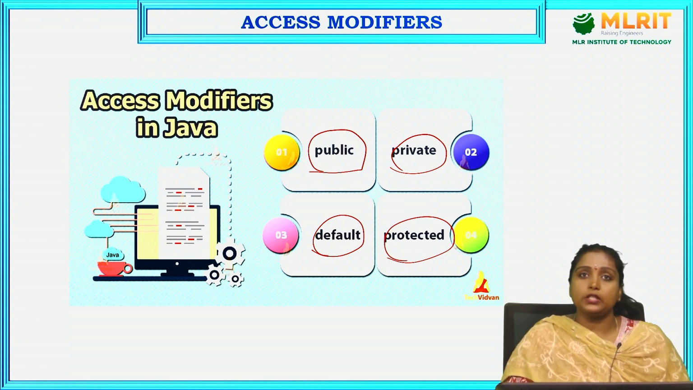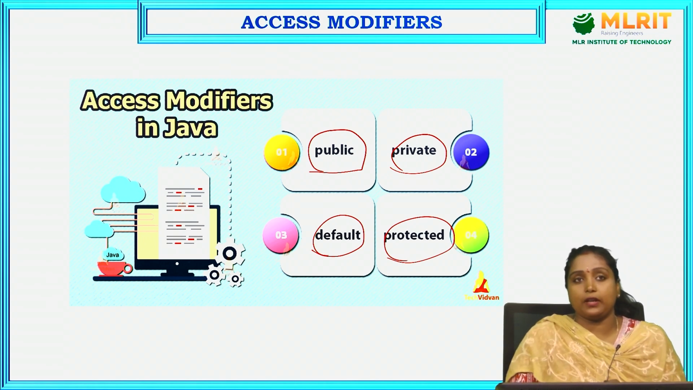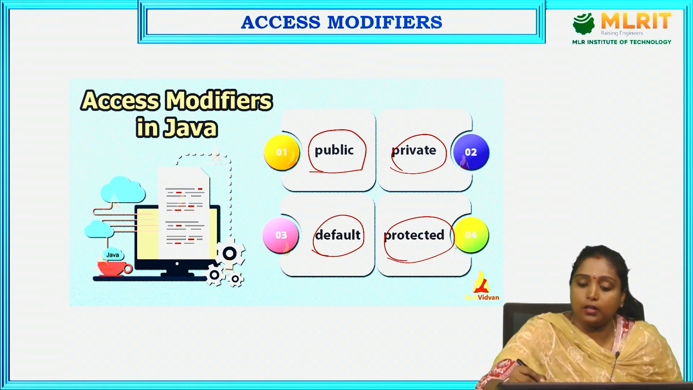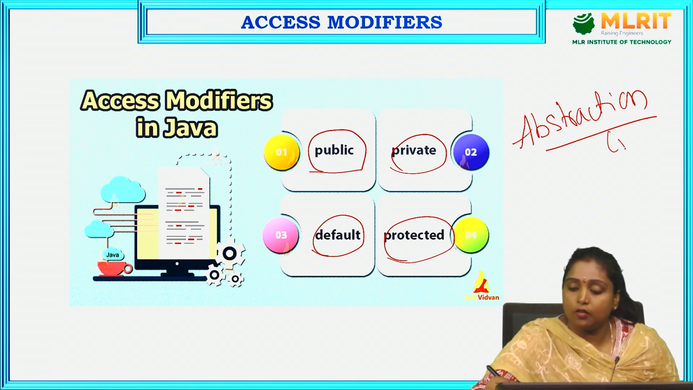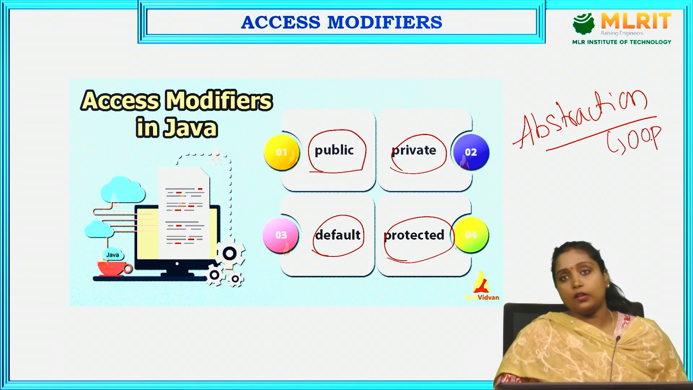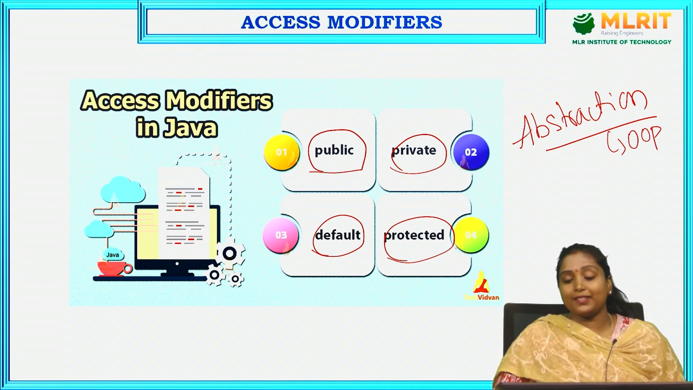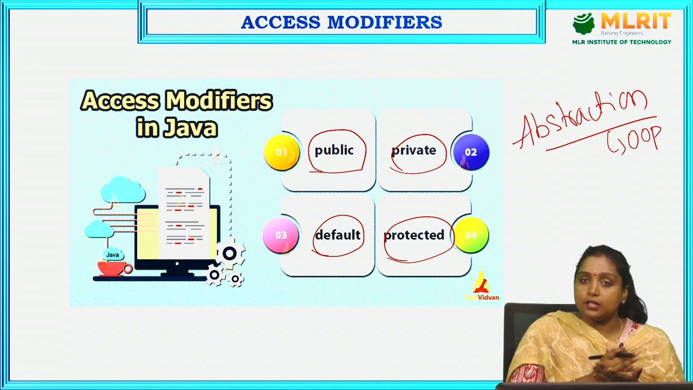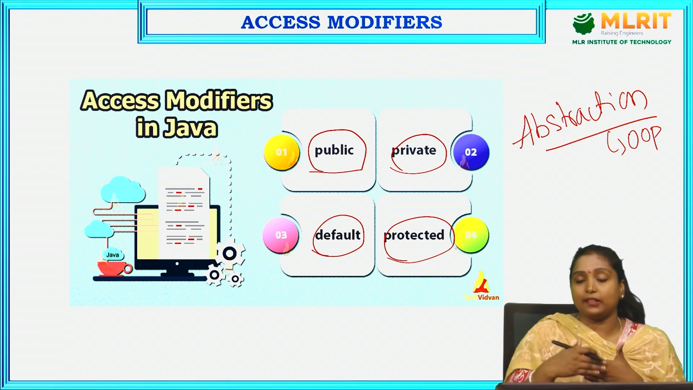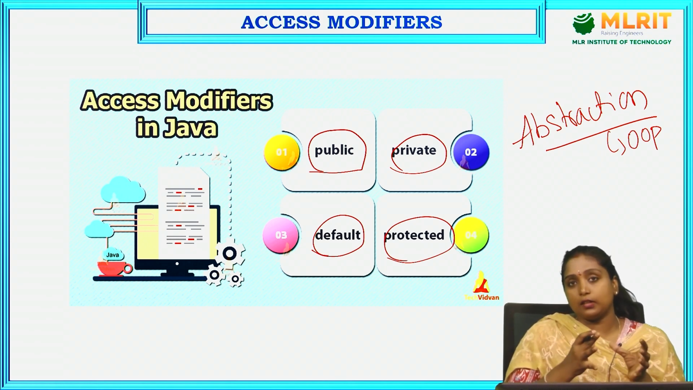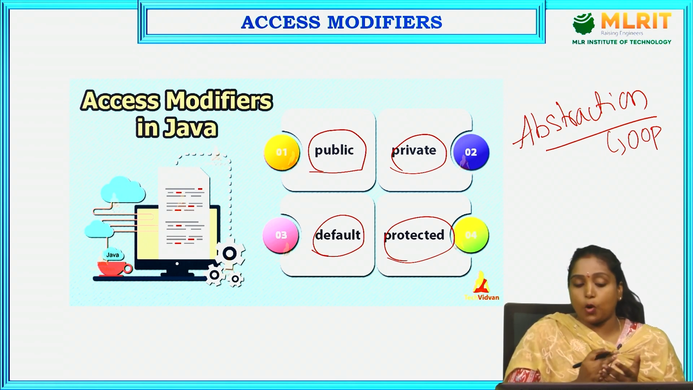So why are we going to use these access modifiers? We have a concept called abstraction. This is an object-oriented programming concept. What is abstraction? Hiding the essential data and showing only its functionalities. In order to hide particular data and show only the functionality of a particular class or method, that process is called abstraction. We have seen examples like a bike.